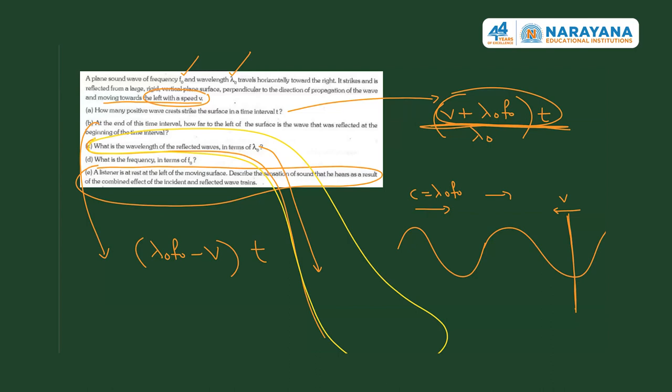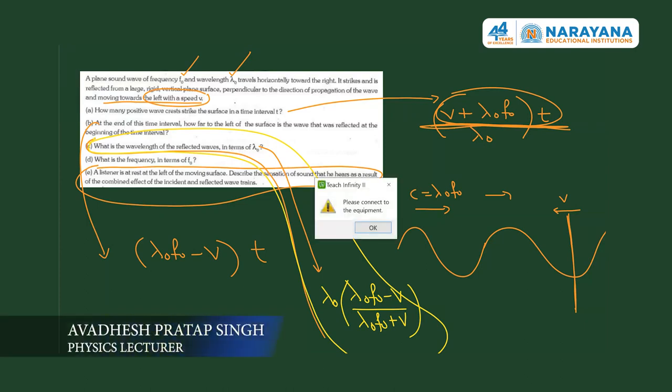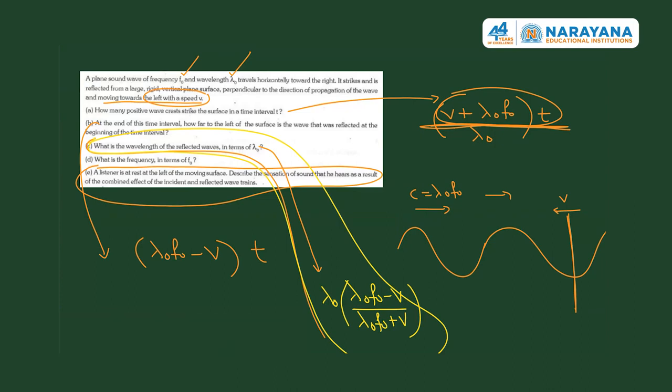I mean, lambda naught (f naught minus v) upon (f naught plus v) into lambda naught, that should be the correct result. I've just taken that factor of lambda naught f naught minus v upon lambda naught f naught plus v. You understand that the reciprocal of this factor is the reflected apparent frequency factor, and I've just taken that factor from there and multiplied by lambda.